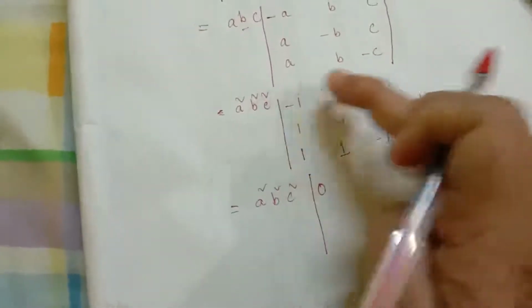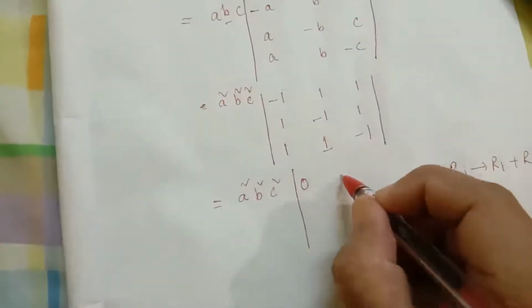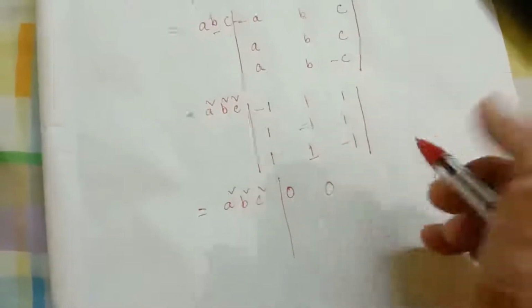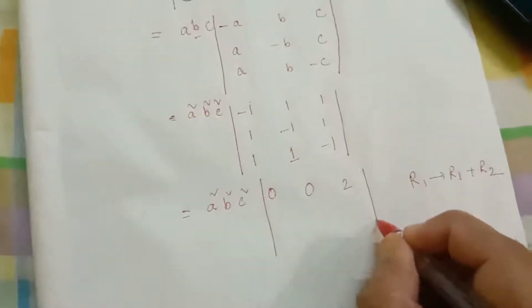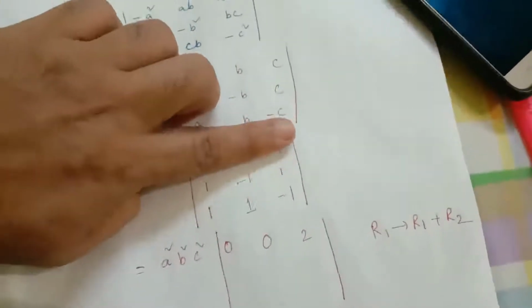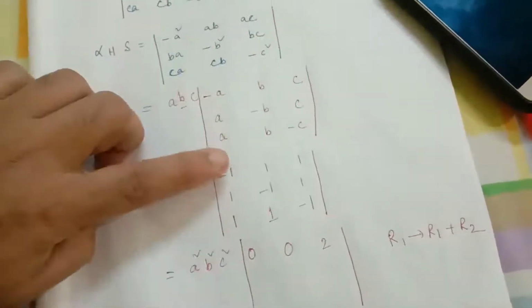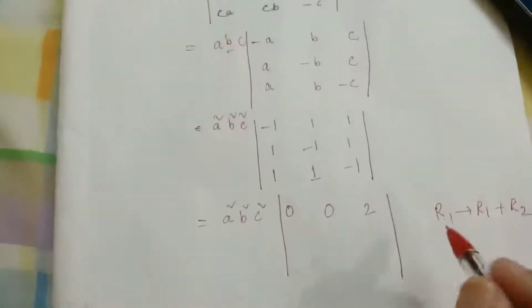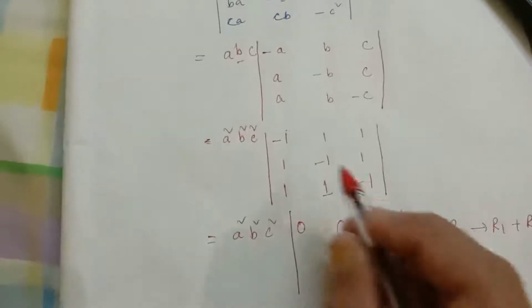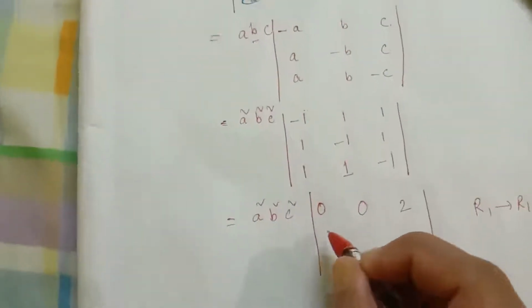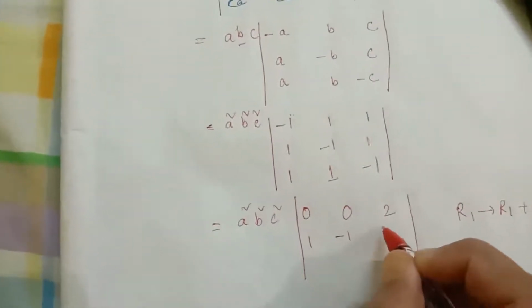Similarly, this plus this will again be 0, and 1 plus 1 is equal to 2. So what I have done, we have replaced R1 by R1 plus R2. This is our new R1. And why have we done this? We have to bring 0 in the determinant, and minus 1 plus 1 is equal to 0. So R1 is changed now, and these two rows will remain unchanged.